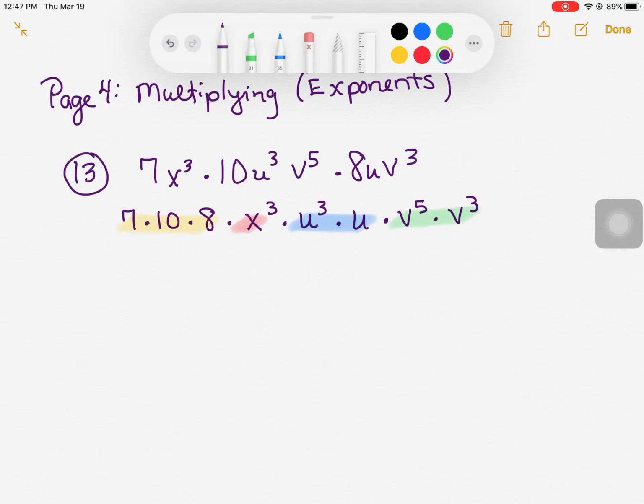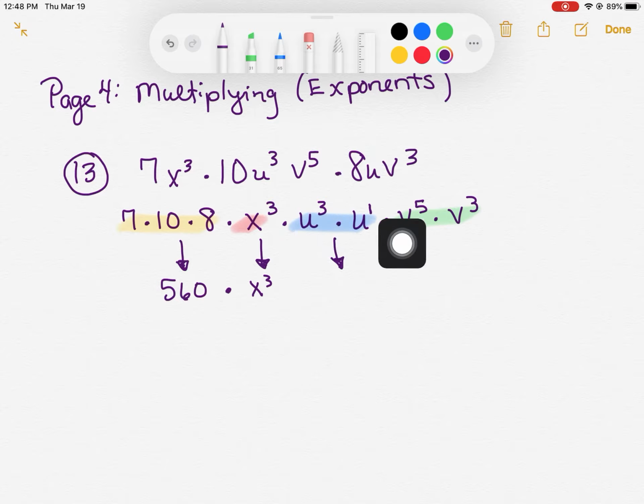And then we just have to go through and multiply each of these. So multiplying these three numbers together, that would be 7 times 8 is 56, times 10 is 560, and of course you could use a calculator there. There's nothing to combine the x to the third with, so it's just x to the third. These two combine, the u to the third, and it's really u to the first. And I'm going to add the two exponents. I'm going to add the 3 and the 1 for a total of u to the fourth.